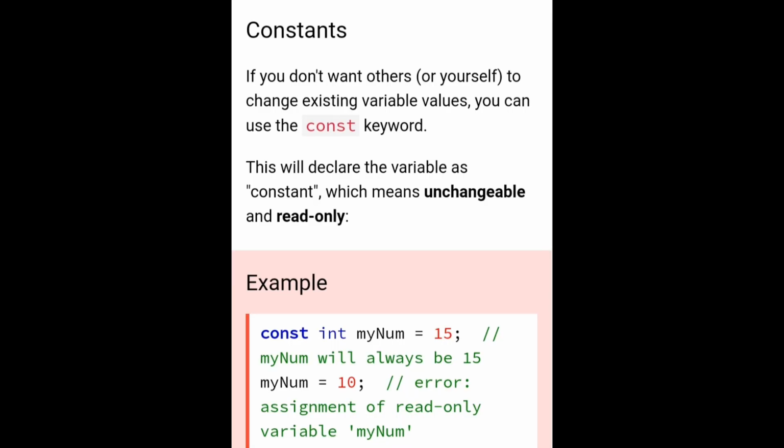The next topic is constants. If you don't want others to change existing variable values, you can use the const keyword. This will declare the variable as constant, which means unchangeable and read-only. Example: const int myNum = 15; myNum = 10; which causes an error.